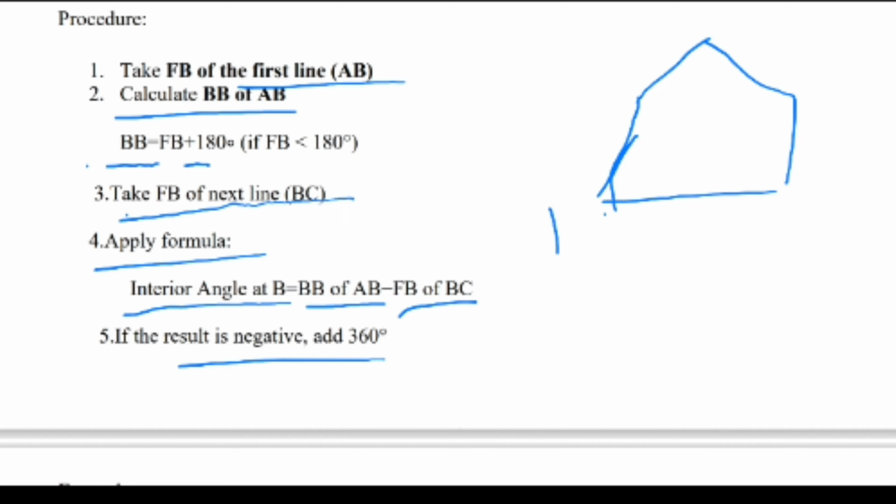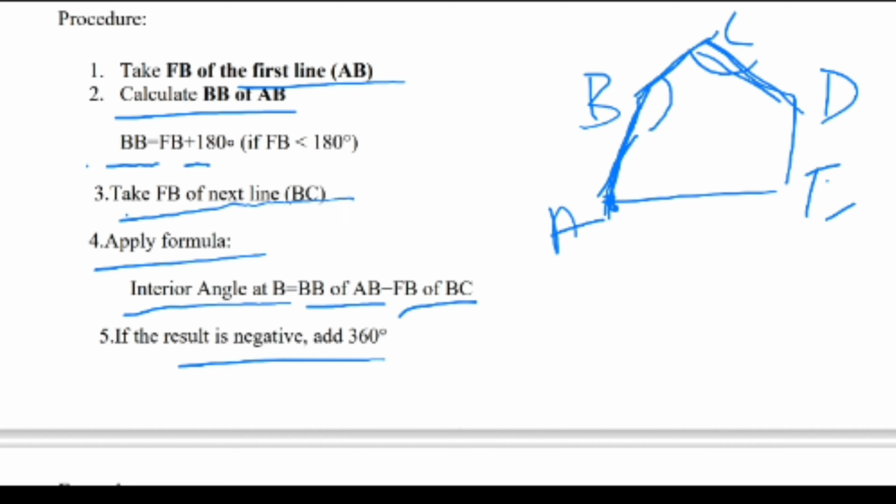This is A point, this is B point, C, D, E point. So we take the forebearing of AB, again the back bearing, again the forebearing, again back bearing, forebearing, back bearing. Based on this formula you can calculate the interior angle at each point.